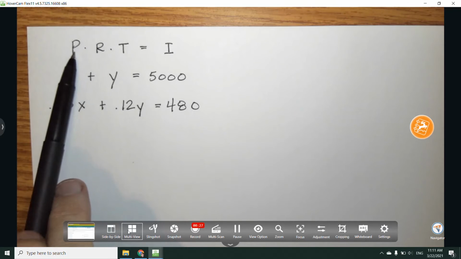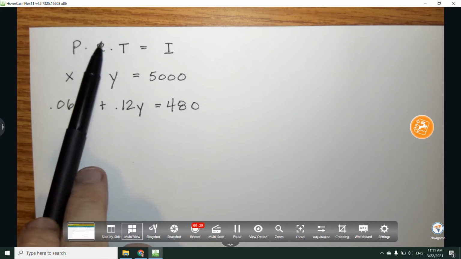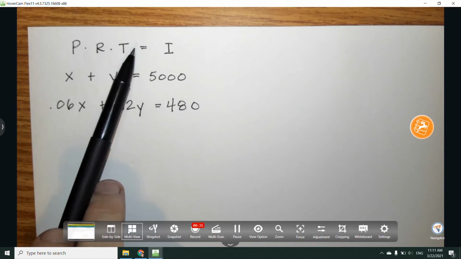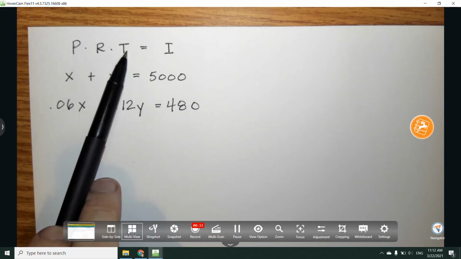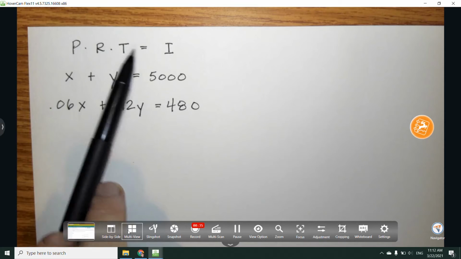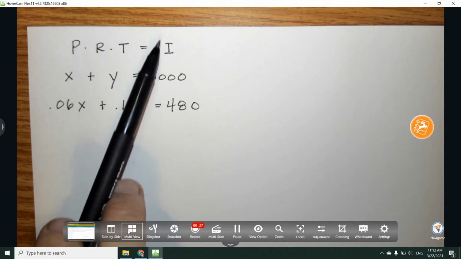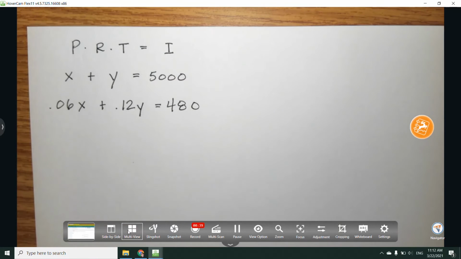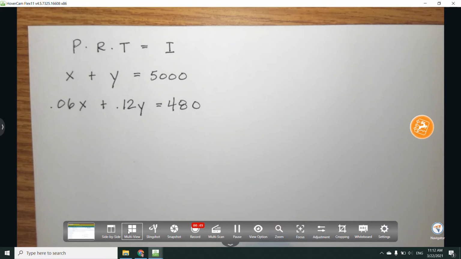which is the amount of money invested, times a rate, which is the percentage, multiplied by the amount of time that it's invested, and this equals the interest that we earn. So this is like putting money in a savings account and making money off of what you invest. Okay.